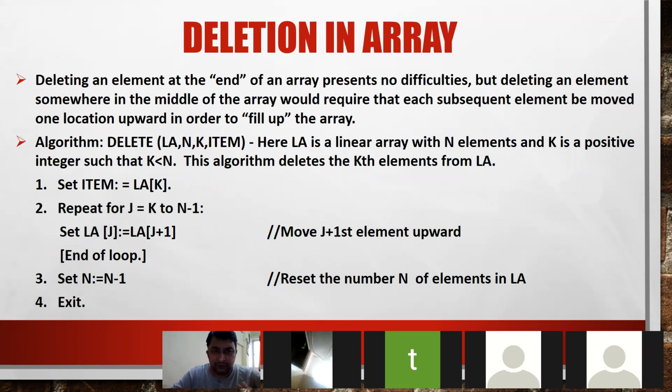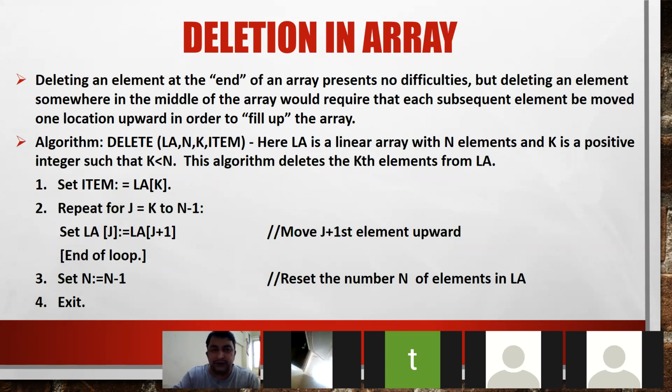So that if you are writing this into a program, you can convert this algorithm into a program. So you can say the deleted element from the array is this. Otherwise, you will not get the element after completing step 2 and step 3. Repeat for j is equals to k to n minus 1.